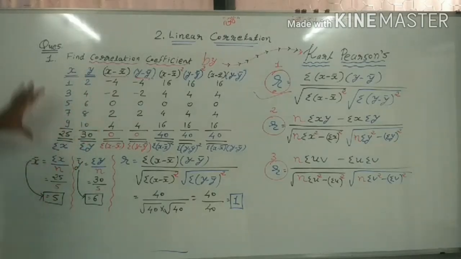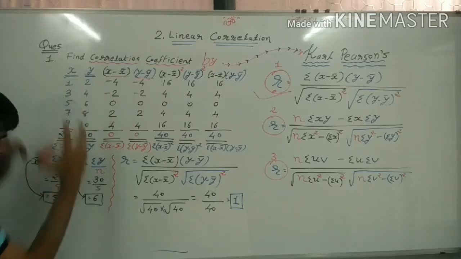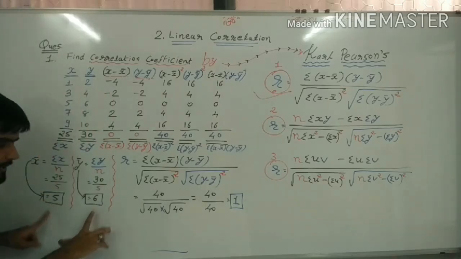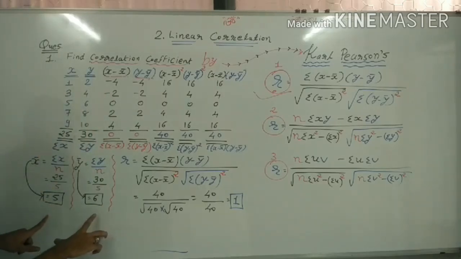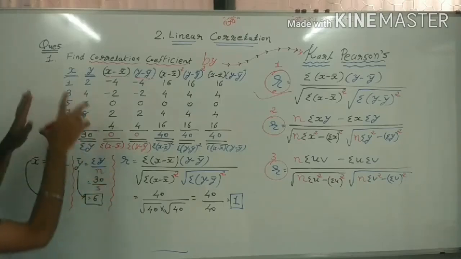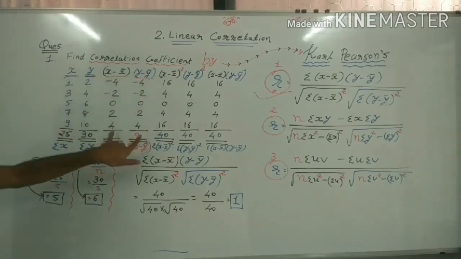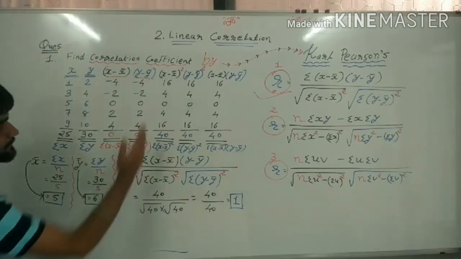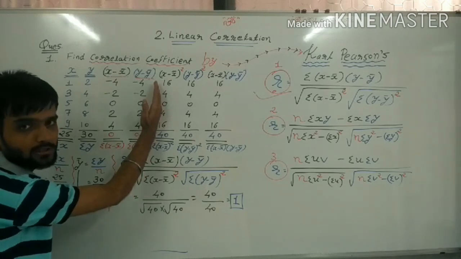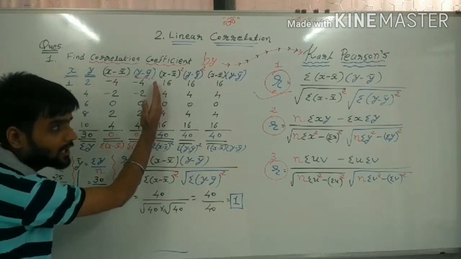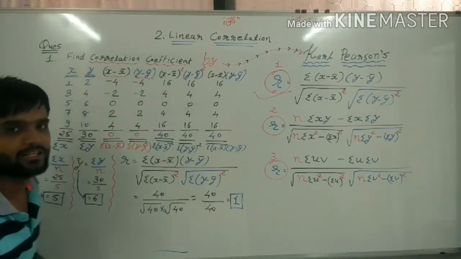In your original question, only values of x and values of y are given. By using this, we have found x minus x bar and y minus y bar. These two columns are derived from the particular values, and we get these two columns. So my answer is complete up to this level. Now, what do we need next?